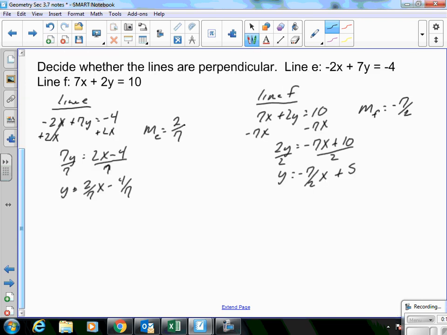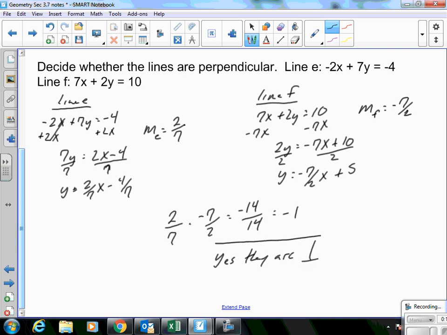And if we multiply those, 2/7 times negative 7/2, it's going to equal negative 14/14. Negative 14/14 is going to be negative 1. So yes, they are perpendicular.